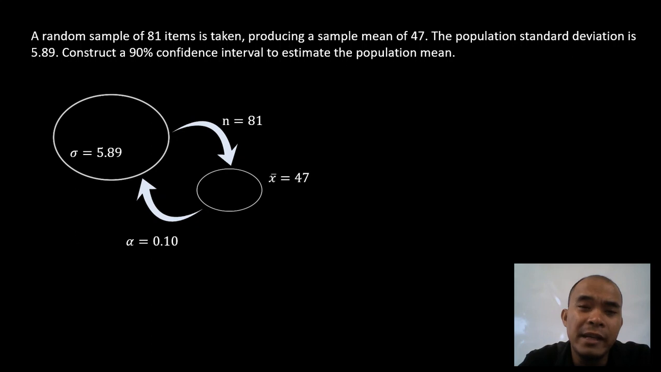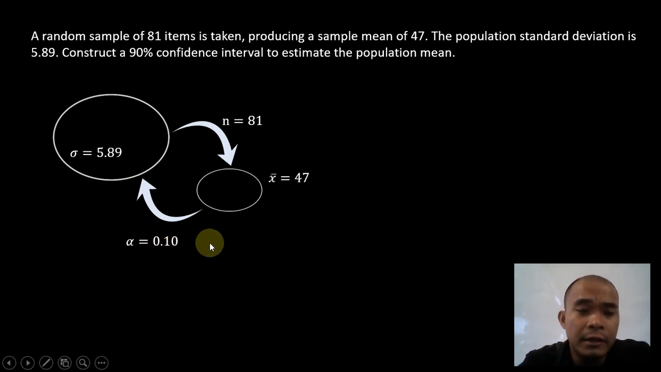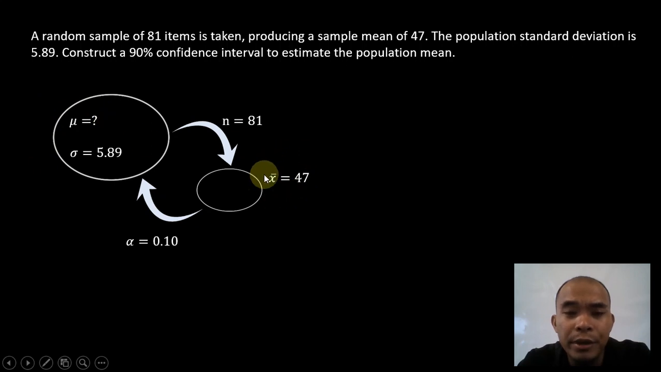So our alpha here is 0.10, because this is 1 minus 0.9. In decimal form, the confidence level is 0.9, so 1 minus 0.9 is 0.10. That is our level of confidence. And then what we're trying to do is predict the population mean using our sample mean, which we call our point estimate.